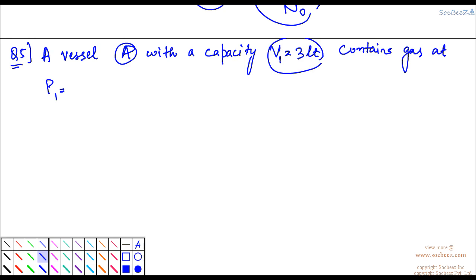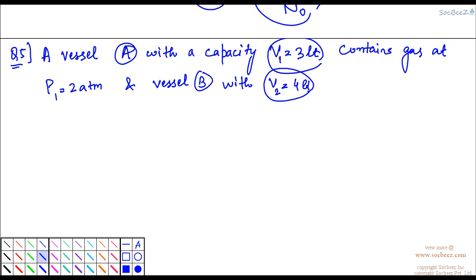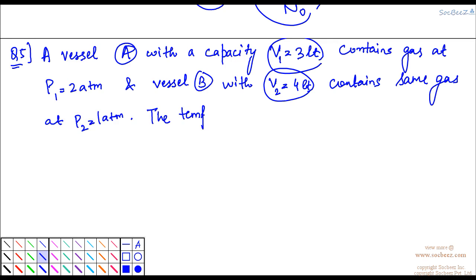at pressure P1 equals 2 atm, and vessel B with volume V2 equals 4 liters contains the same gas at P2 equals 1 atm. The temperature is 0 degree Celsius in A and 27 degrees Celsius in B.